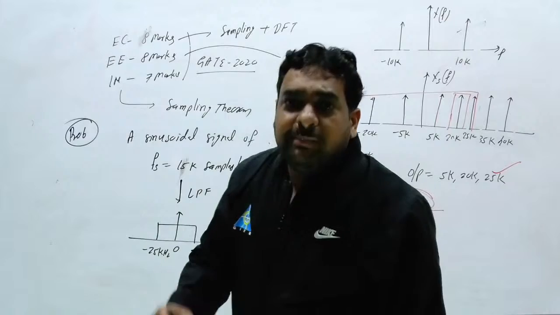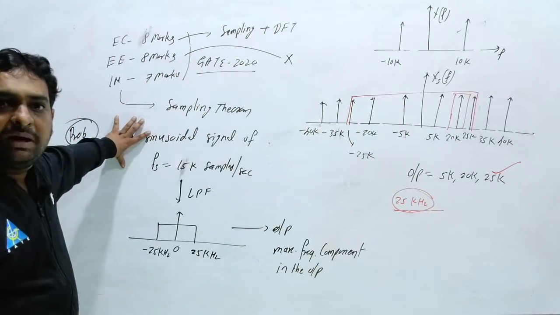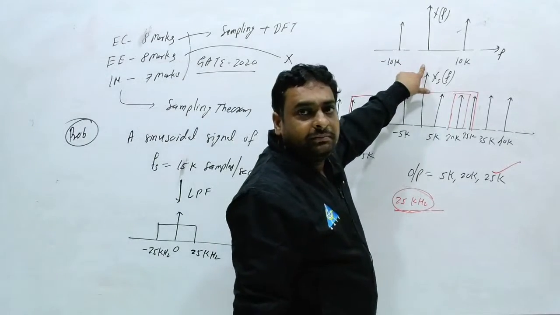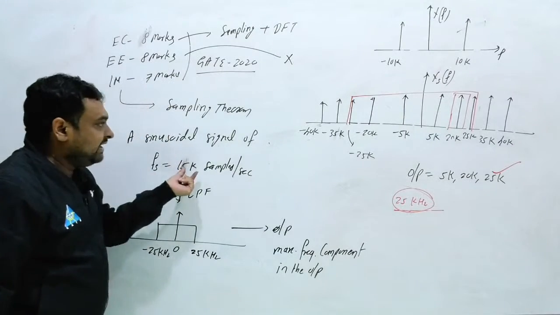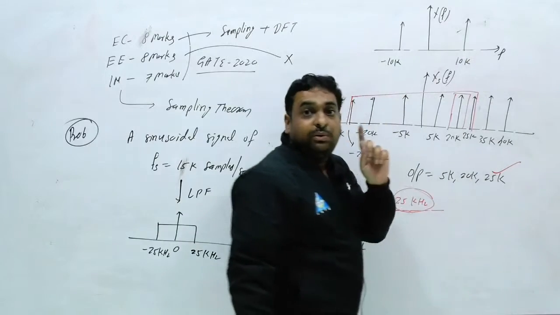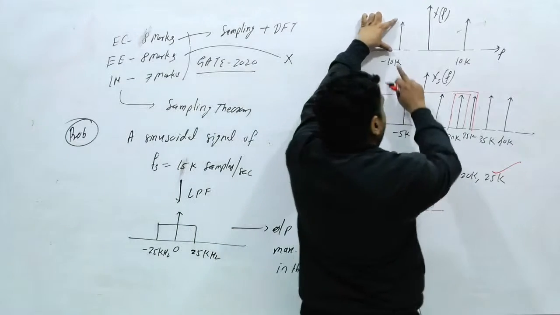So this is a very important topic. Generally the examiner targets this sinusoidal signal from sampling. What you have to do: first, just draw the spectrum. Then Fs will be given, so just shift right, left, right, left, right, left. But we have to concentrate. First you have to shift this.